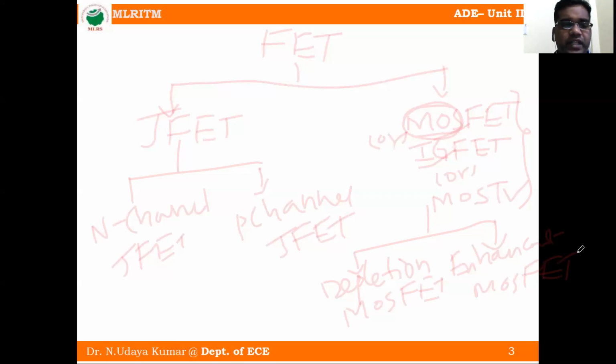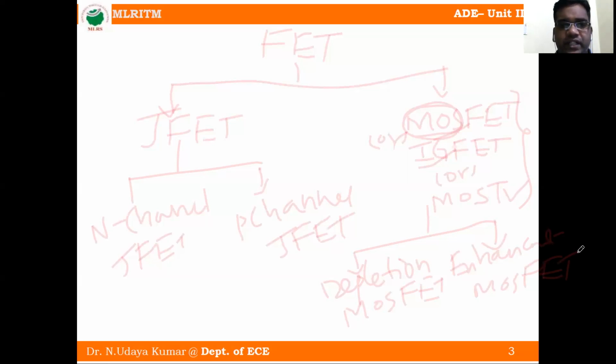So FET is a unipolar device. The current conduction is only by majority charge carriers, either holes or electrons. FET is a unipolar device, whereas BJT is a bipolar device. Both electrons and holes exist in BJT, whereas in FET only majority carriers, either electrons or holes. So that is the difference.